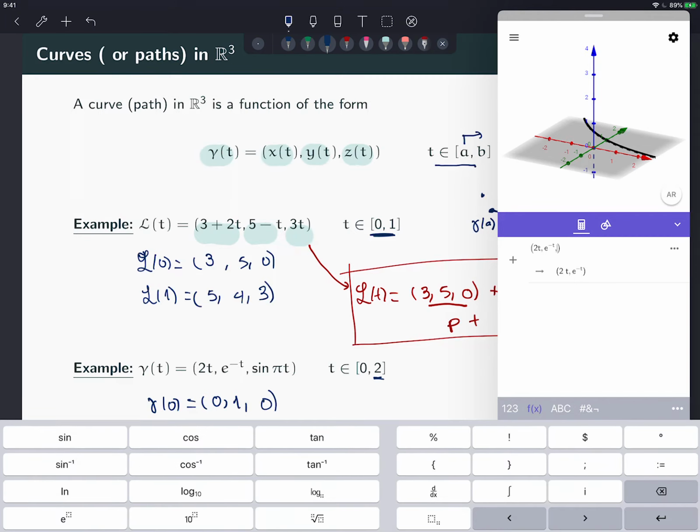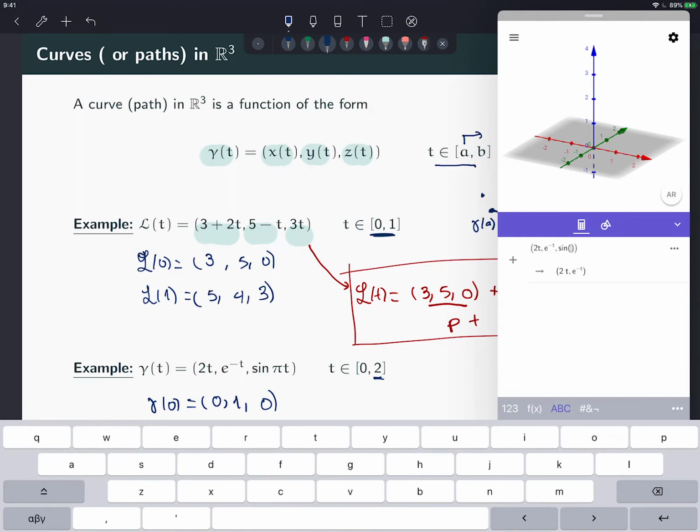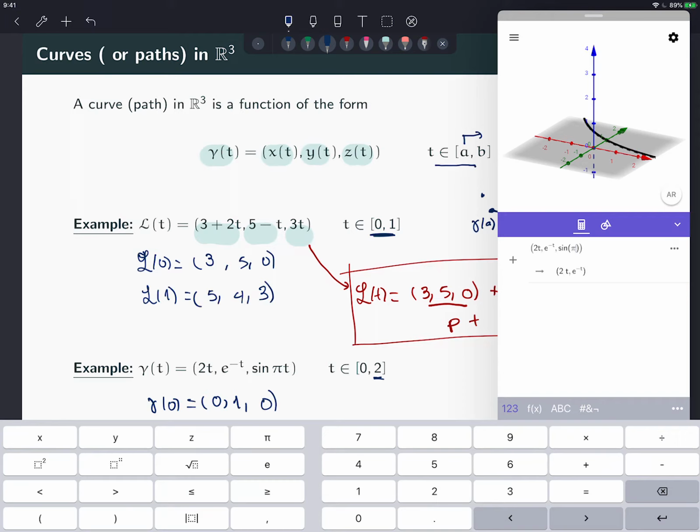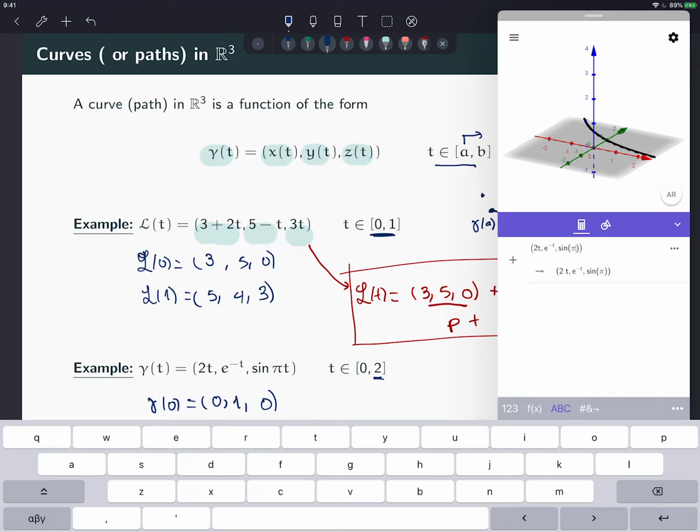I can go to functions and do sine of pi t. So the pi, I think I go back here, get a pi t. So this is my function. Okay, so here's graphing it, everything from the t's moving on.